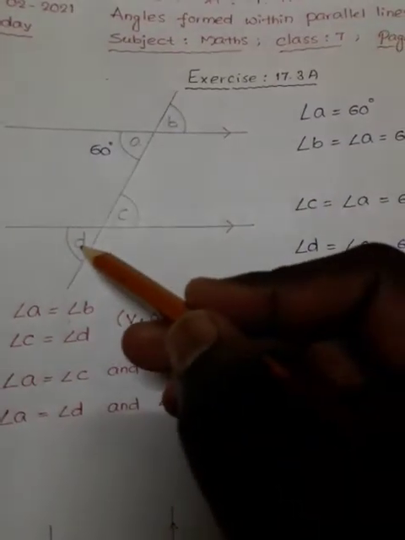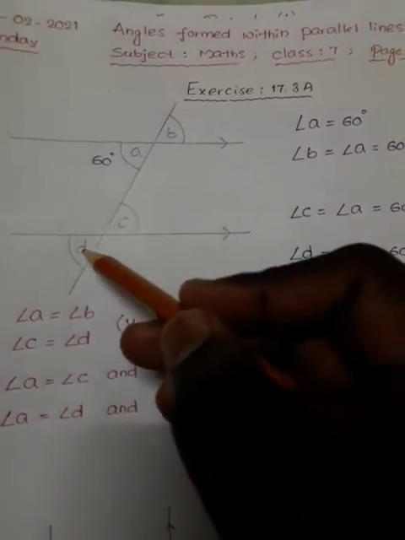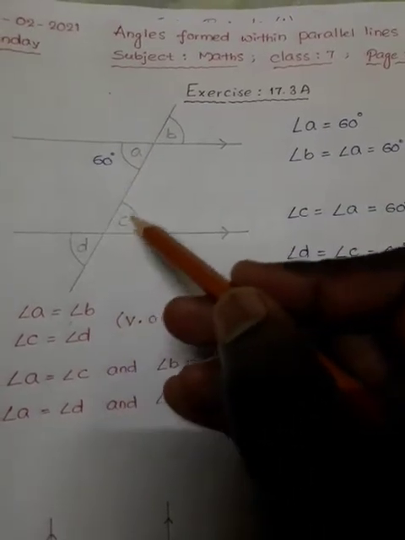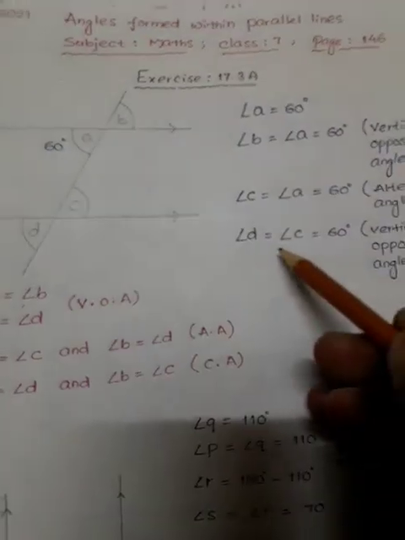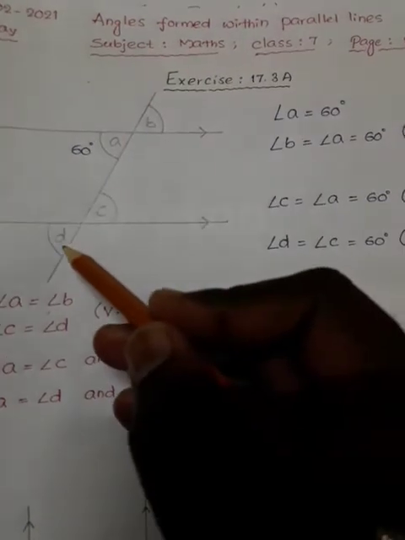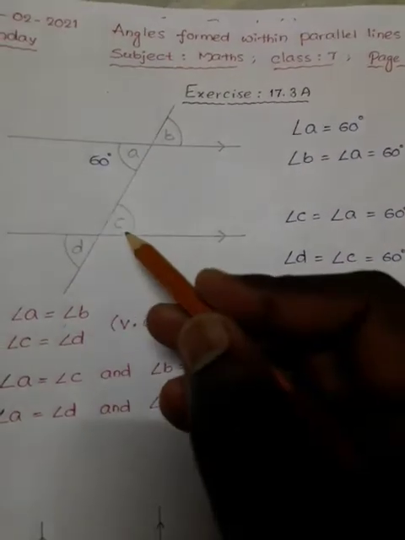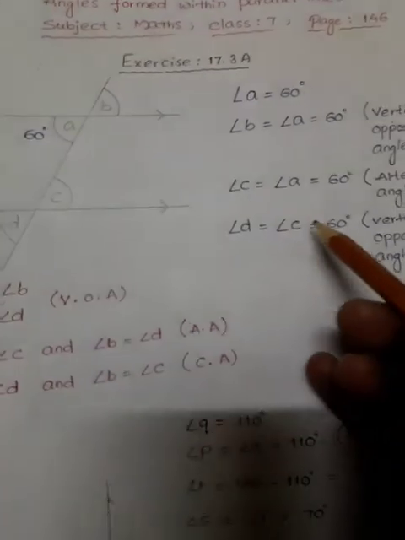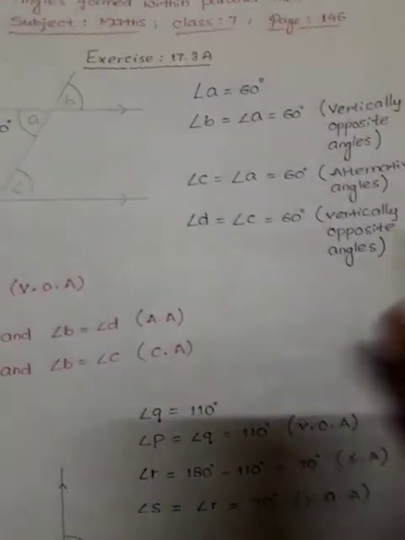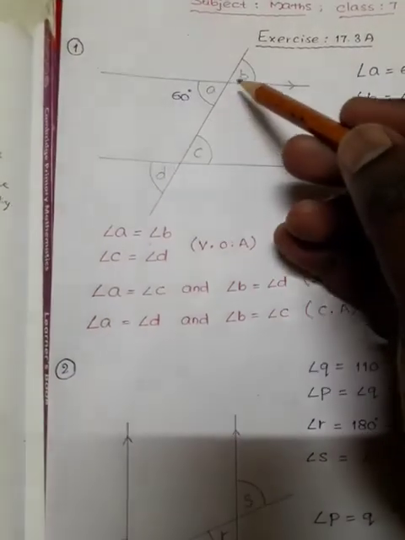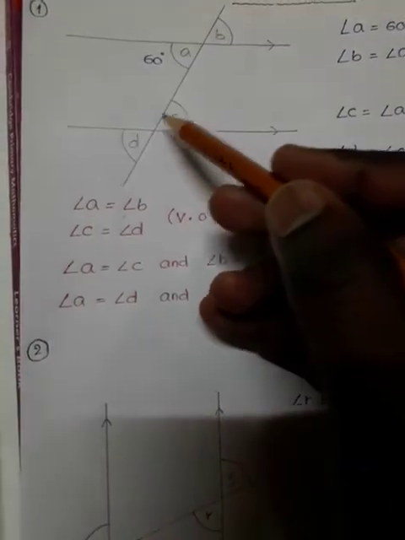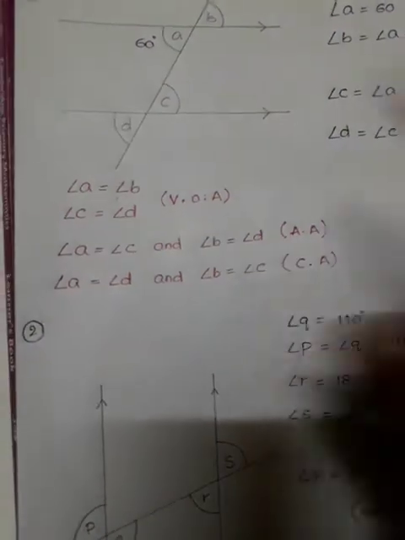Now angle D, if I find it out, what is the nearest one? You can compare with angle A also, but the nearest one is C, so I compare with C. So angle D equals angle C, 60. Whatever I need to find, write that variable first, then the angle I compare with later. That is vertically opposite angles. For your understanding, I will explain here. Angle A is equal to angle B and angle C equal to angle D.